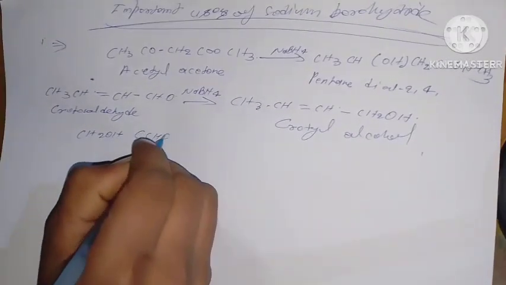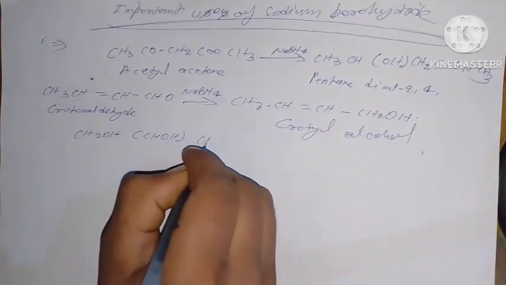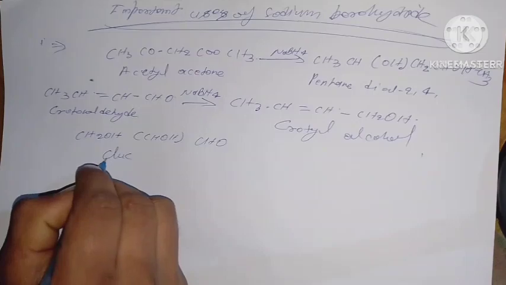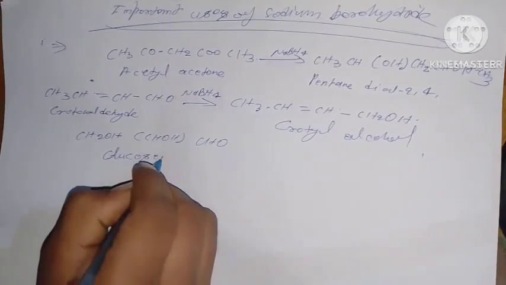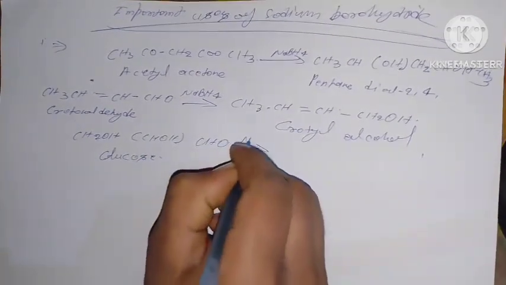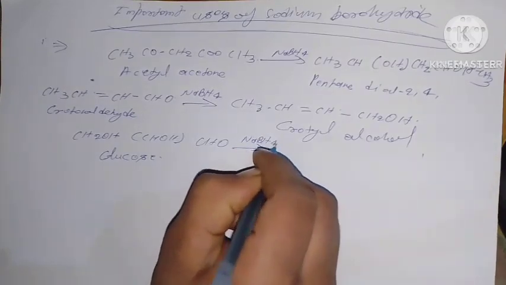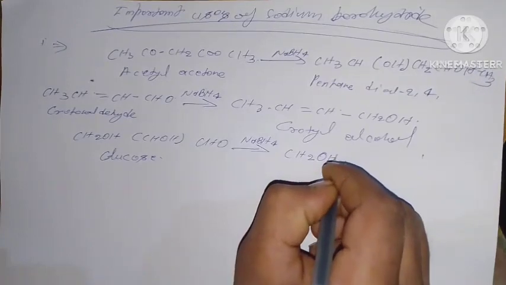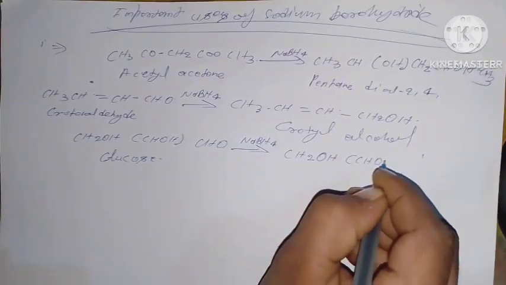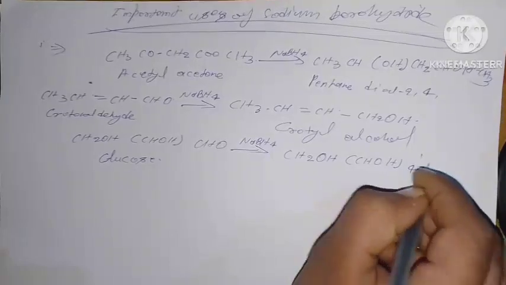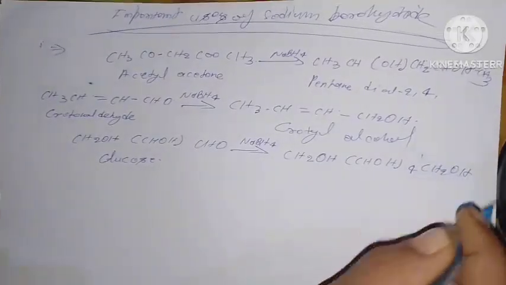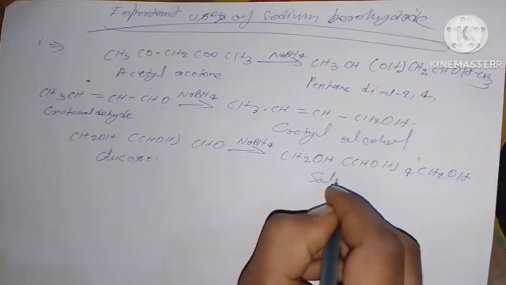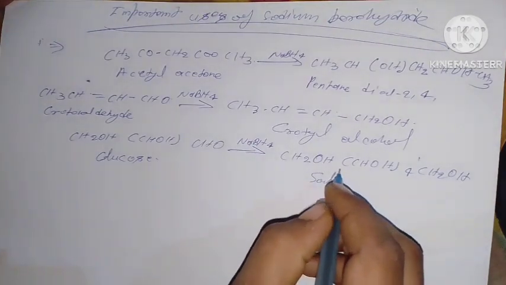Okay, and CH2OH, CHOH, CHO. This is glucose. Okay, with NaBH4 gives CH2OH, CHOH, 4CH2OH. Okay, that is sorbitol.